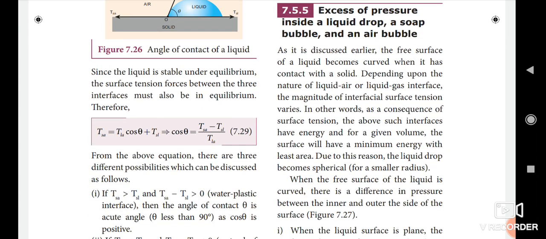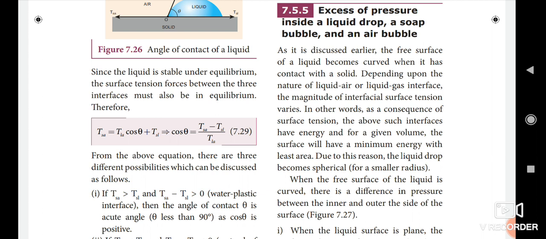Okay, first, as discussed earlier, the free surface of a liquid becomes curved when it has contact with a solid, depending upon the nature of the liquid-air or liquid-gas interface. Here the magnitude of interfacial surface tension varies. In other words, as a consequence of surface tension, such interfaces have energy, and for a given volume the surface will have minimum energy with the least area. Due to this reason, the liquid drop becomes spherical for smaller radius.